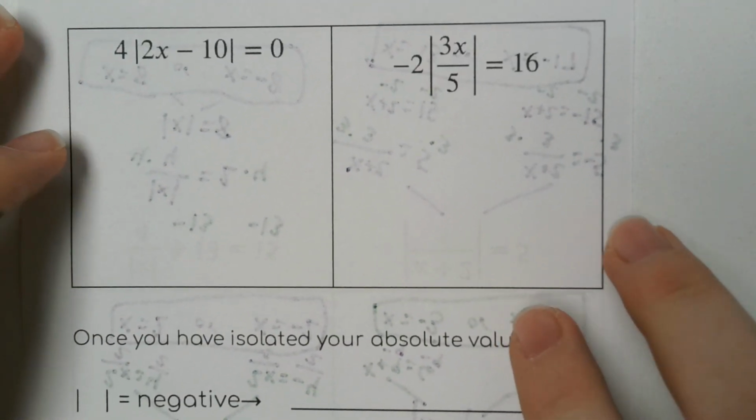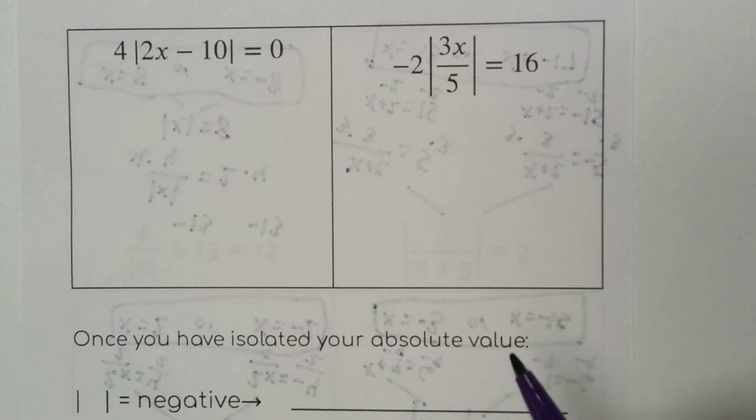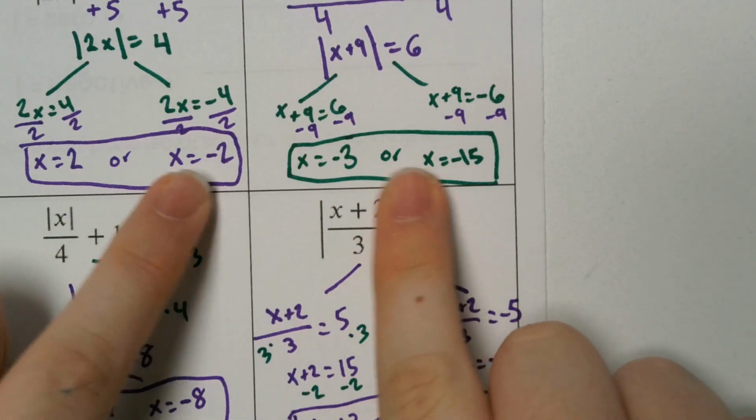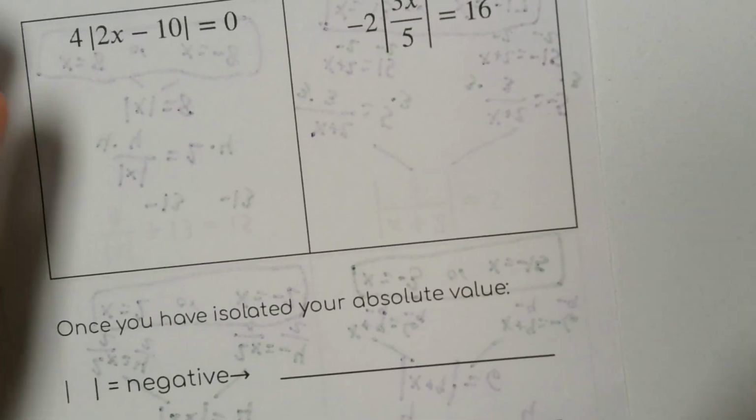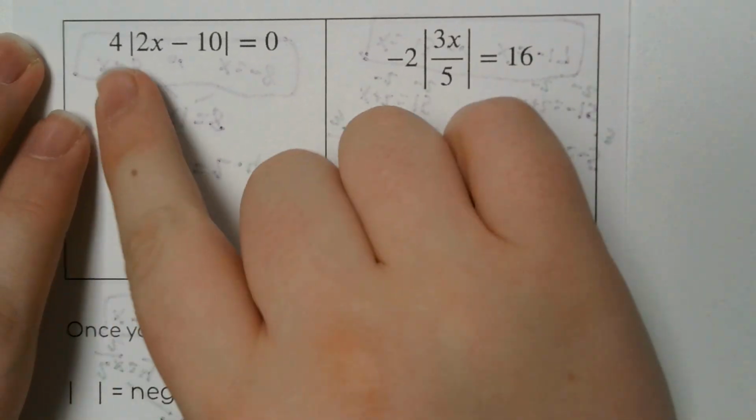So, keep that in mind. Oh, and then one other thing. How many solutions do we have on each of these? 2. Okay. All right, continuing on.